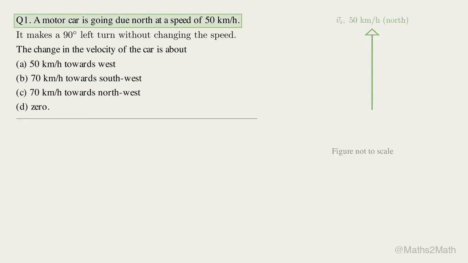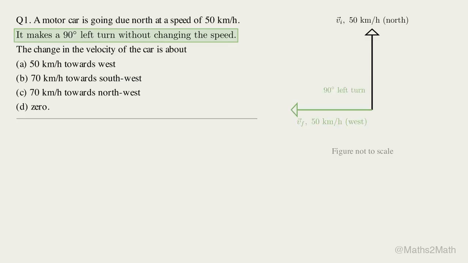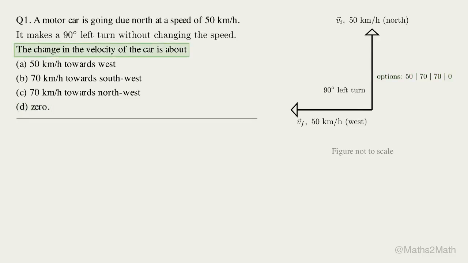Objective 1, Question 1. A motor car is going due north at 50 kilometers per hour. It makes a 90-degree left turn without changing the speed. The change in the velocity of the car is about Option A, 50 kilometers per hour towards west. Option B, 70 kilometers per hour towards southwest. Option C, 70 kilometers per hour towards northwest. Or Option D, 0. What does this mean?